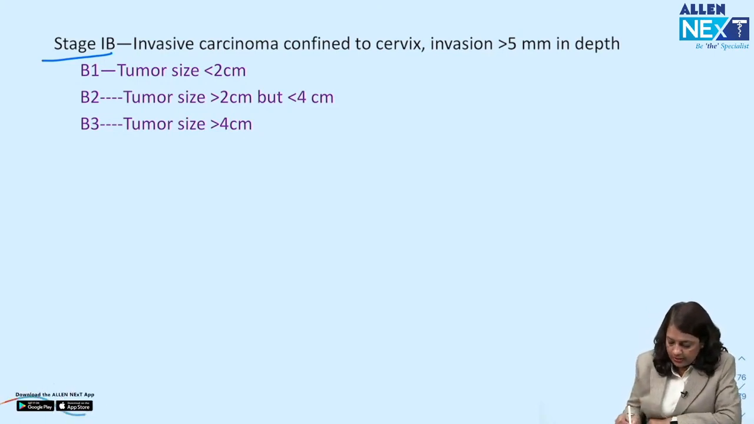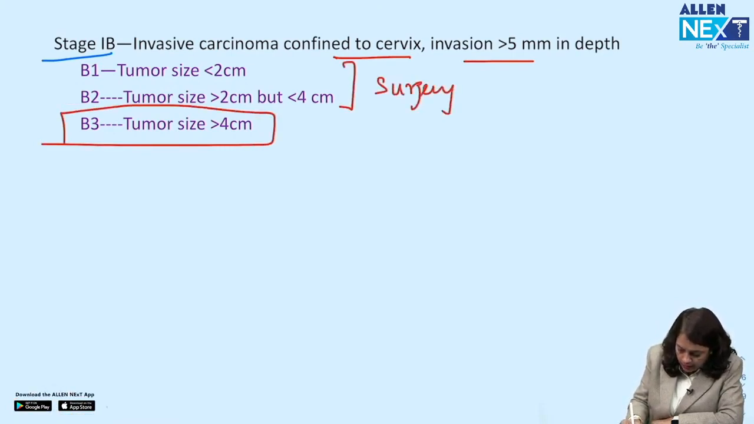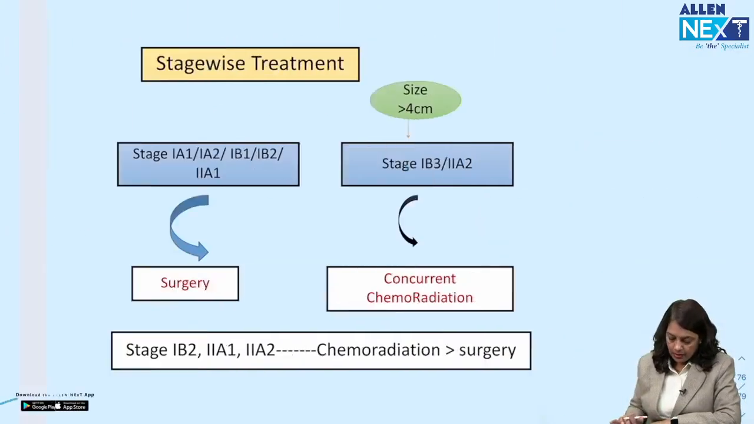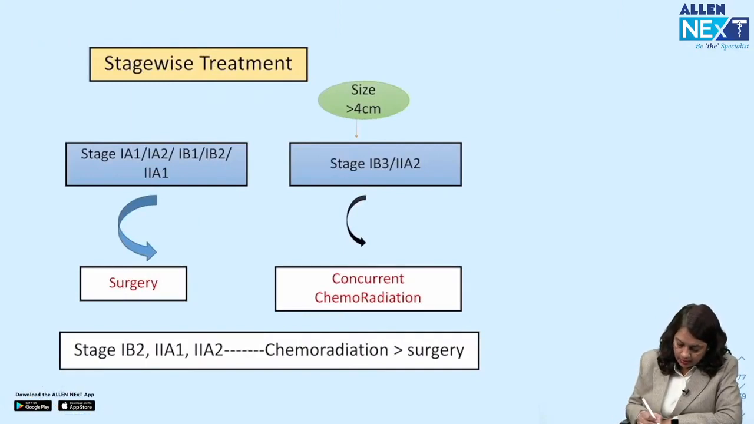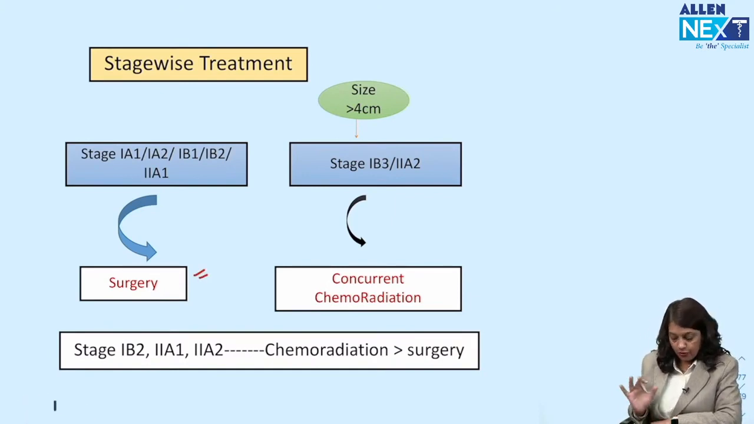So it is invasive cancer confined to the cervix. Invasion is more than 5 millimeter depth and the tumor size is more. So here you can go for surgery, but here chemo and radiation. Now stage wise, if it is stage 1A1, A2, B1, B2 and 2A, it is surgery followed by radiotherapy depending upon the lymph node status.